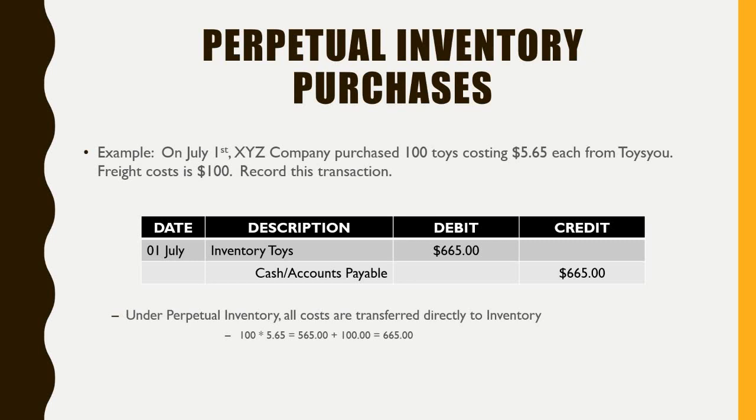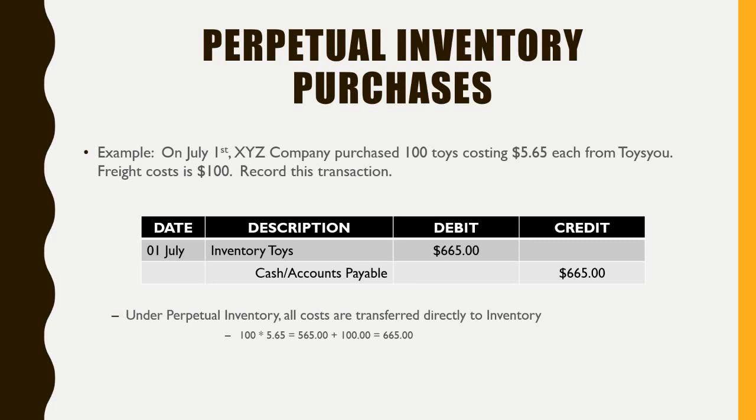So here we took the purchase price of $5.65. We multiplied it by the 100 items to get us a grand total of $565. But because everything's going to go into inventory, we also tacked on that extra $100 for the freight. So everything's going to go straight into inventory at $665. And that's it.